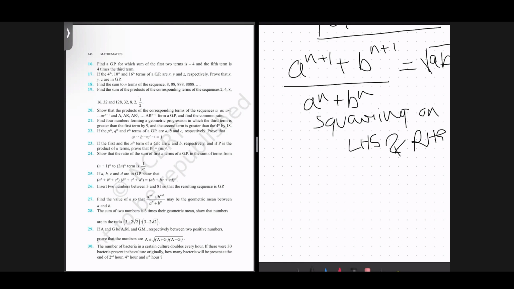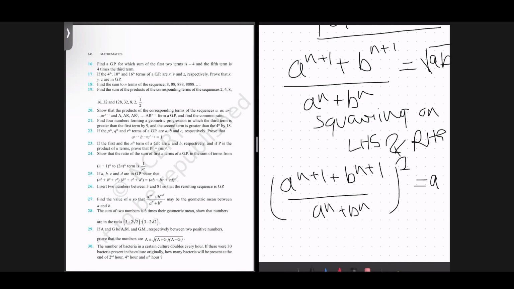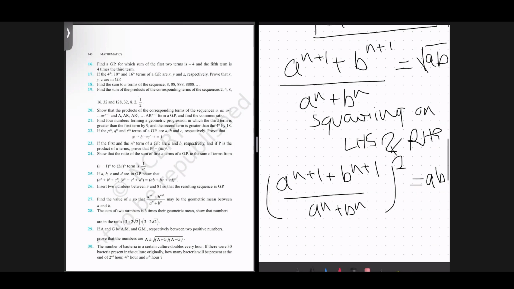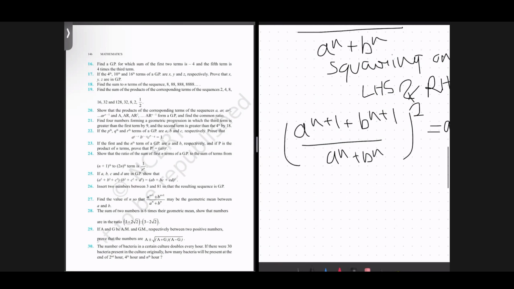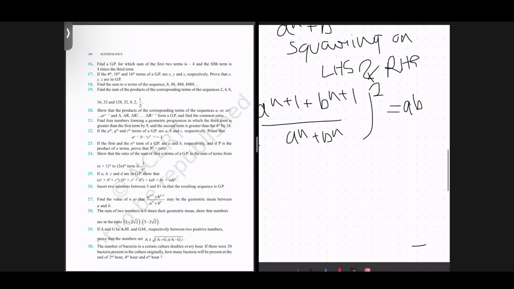So in the LHS, you would have (a raised to the power n plus 1 plus b raised to the power n plus 1) upon (a raised to the power n plus b raised to the power n), whole square. And now on the RHS, you have ab, right? Because root ab squared is just ab. So what you are now left with is, let us cross multiply (a raised to the power n plus b raised to the power n) the whole squared on both the sides, and see what you are left with, right?